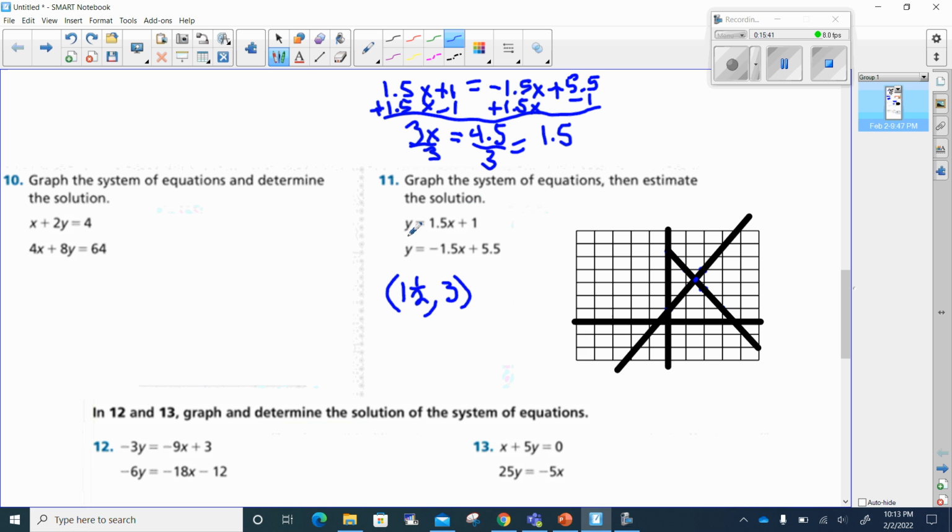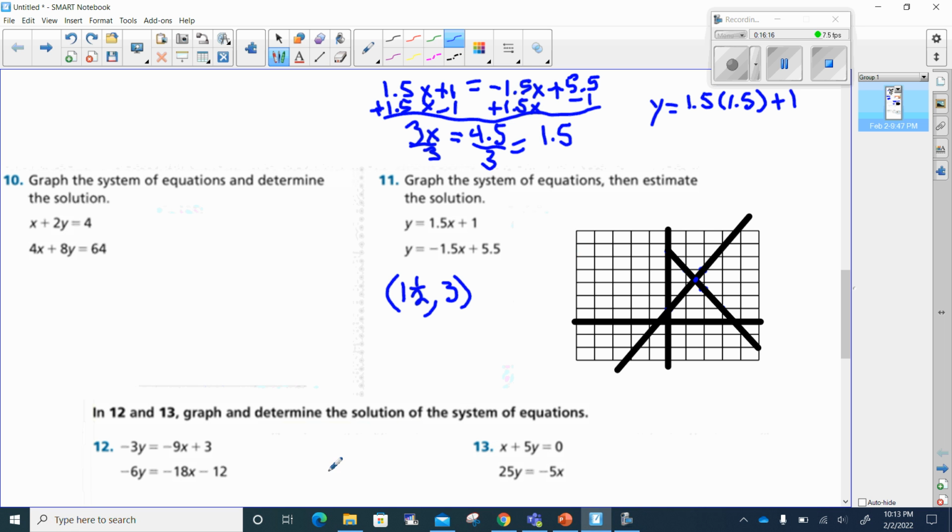Let's watch over here. I'm going to take this first one where it says y is equal to 1.5x. But since I know x is equal to 1.5, that means I'm going to multiply this by 1.5. And then I'm going to add 1. Okay?